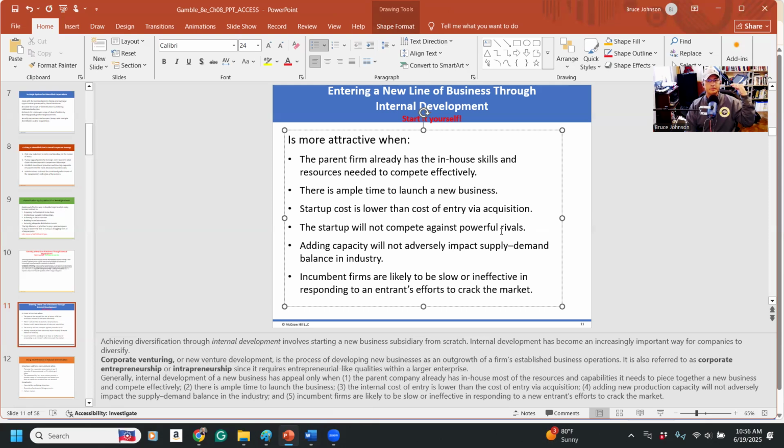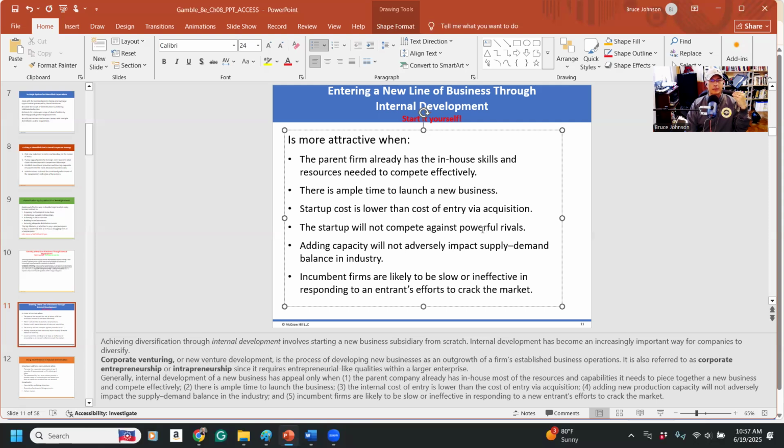Oh boy, that's not what they're saying here. Oh, this is bad English. A startup does not have the ability to try to compete with rivals because the rivals are too powerful. So yeah, there's a verbiage problem there.